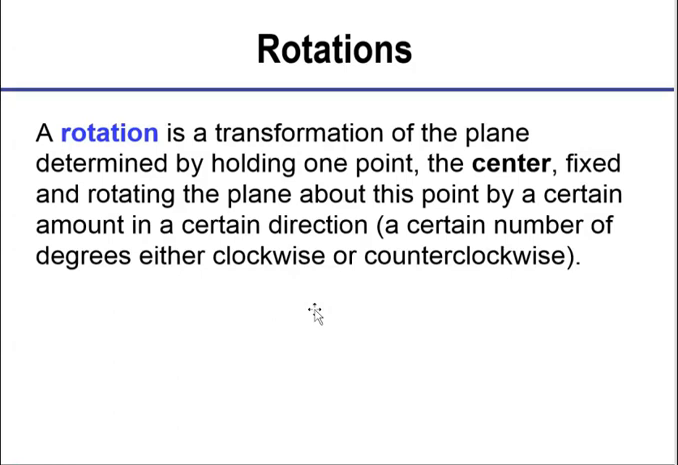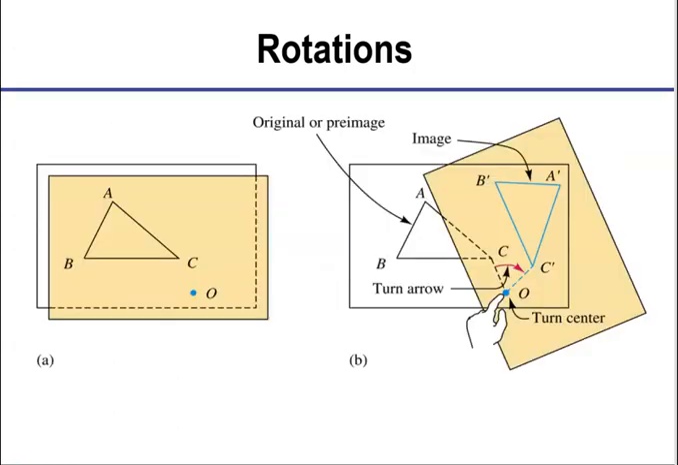So a rotation is a transformation of the plane determined by holding one point, the center. So for a rotation, we're going to hold one point, the center, fixed, and rotate the plane about this point by a certain amount in a certain direction. A certain number of degrees, either clockwise or counterclockwise. So here's a depiction of how you would do this.